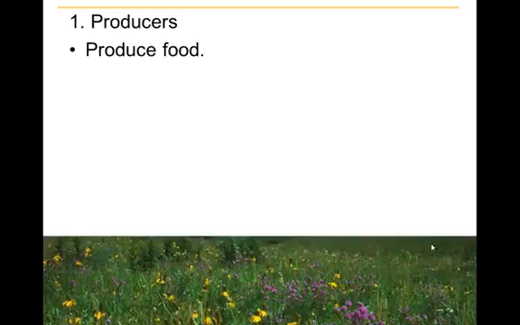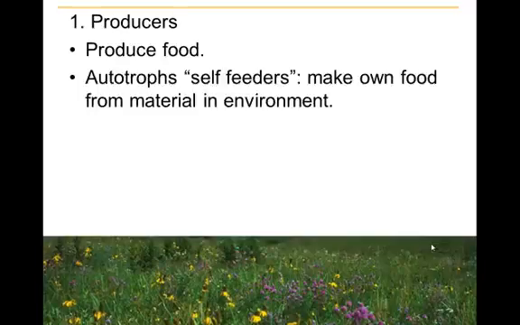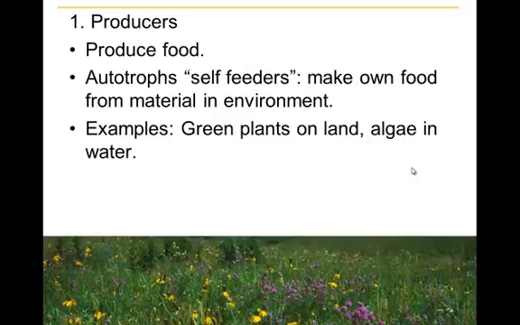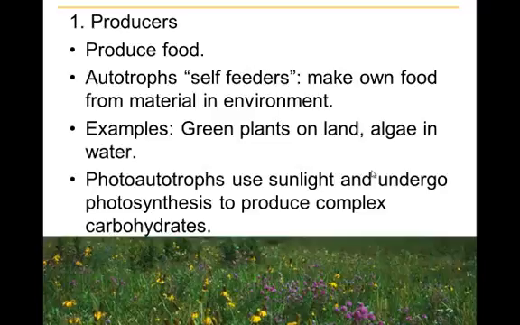Now, producers are able to make food from simple inorganic molecules such as water and air. This is something that animals, including humans, cannot do. Producers are all autotrophs. The word auto means self. Troph means feeding. They make their own food from these simple materials in the environment. Examples of producers: green plants on land, algae in water. Photoautotrophs use the process of photosynthesis, and they use sunlight and they produce complex carbohydrates.